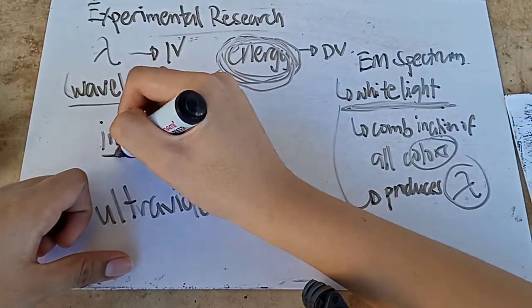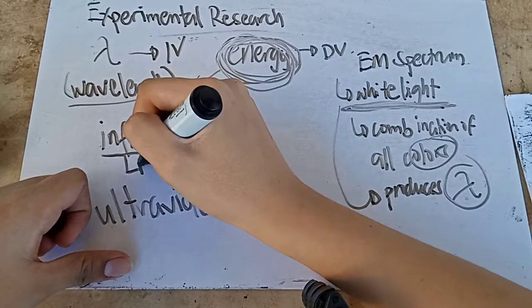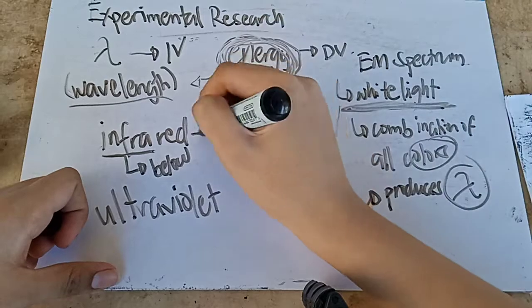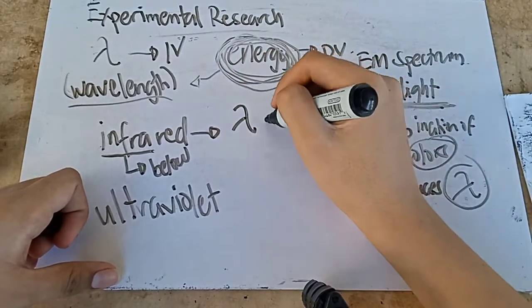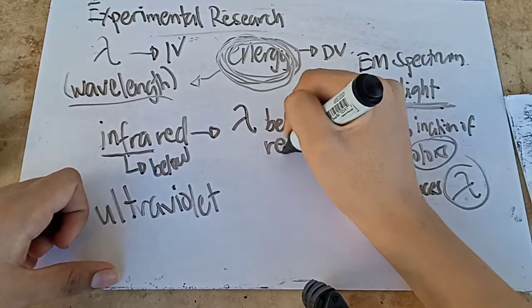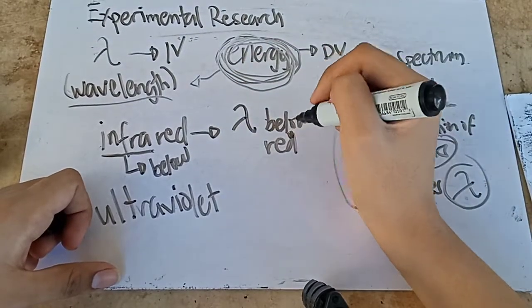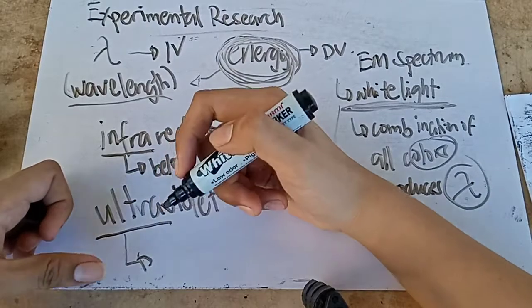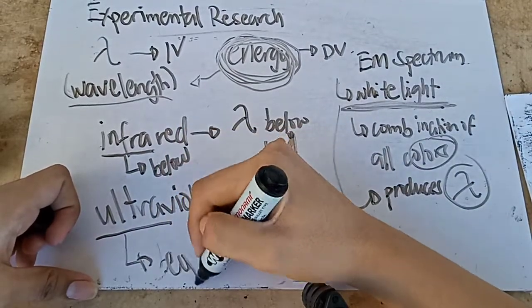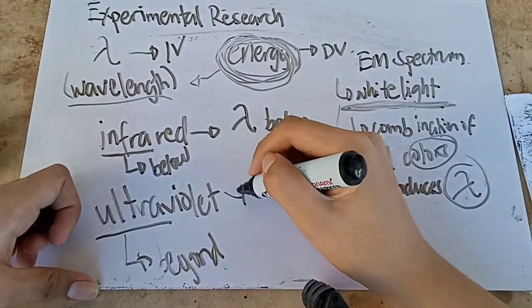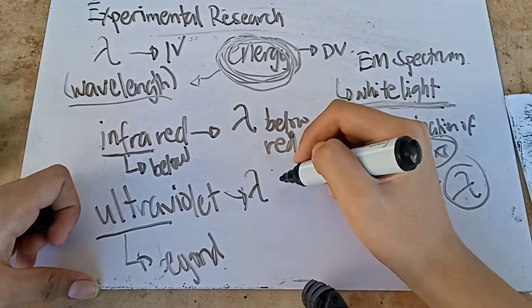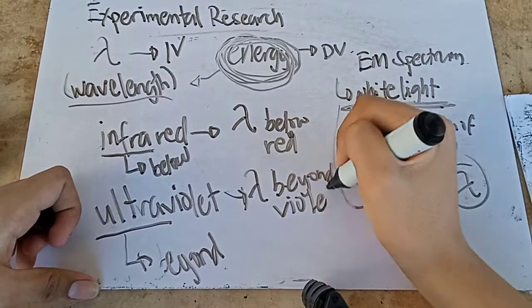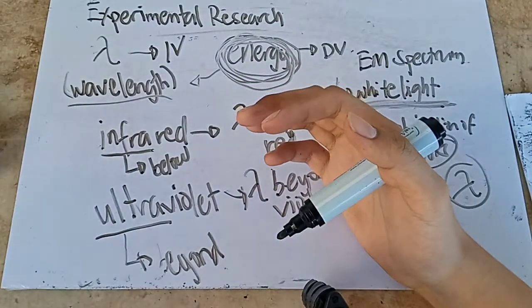Infrared, from the prefix infra, meaning below. So, meaning it is the wavelength below red, infrared. Next, ultraviolet, from the prefix ultra, meaning beyond. So, meaning to say, ultraviolet is the wavelength beyond violet, or it is the wavelength above violet.